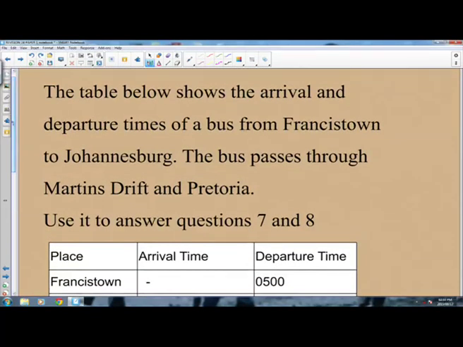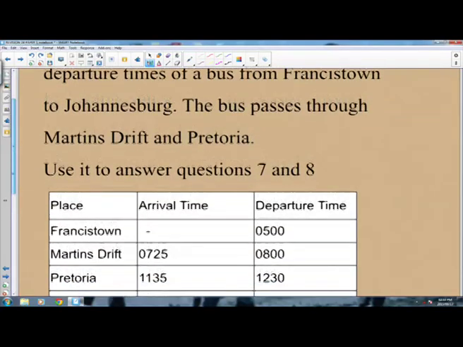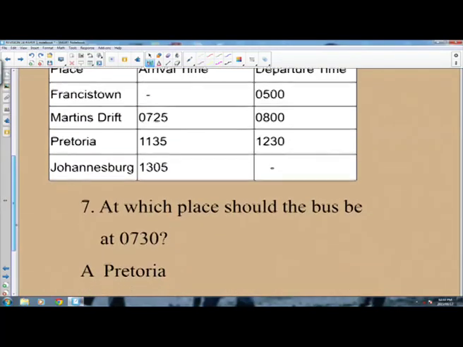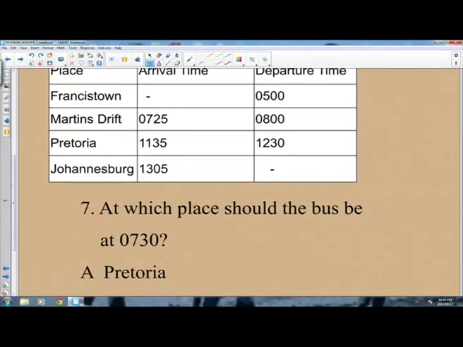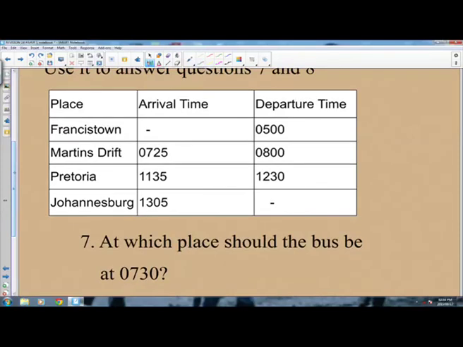It says the table below shows the arrival and departure times of a bus from Francistown to Johannesburg. The bus passes through Martinsdrift and Pretoria. Use it to answer questions 7 and 8. So we have to use this to answer question number 7 and 8. The table is here. At which place should the bus be at 0730? So we have to check where the bus is at 7:30 in the morning.